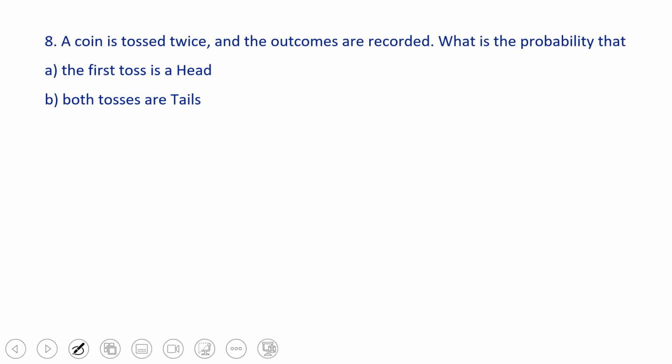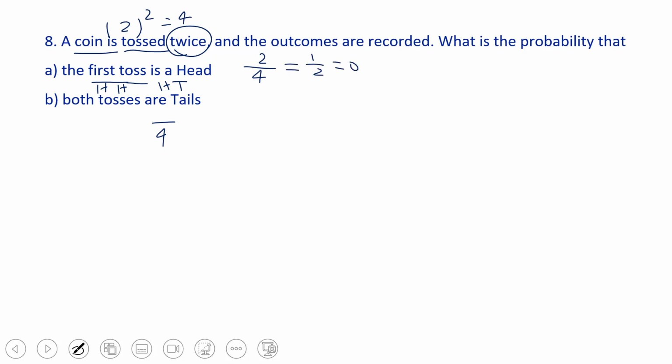Now, how many outcomes do we have here? Yes, we toss a coin, so we have 2 options in the coin, but we are going to do this twice, so we have 2 to the power 2, so we have 4 outcomes. So our probability will have denominator 4, right? Okay. Now, a head first. If the first toss is a head, it could be head and head, or head and tail. So you have 2 options here, out of 4. So you have half or 0.5.